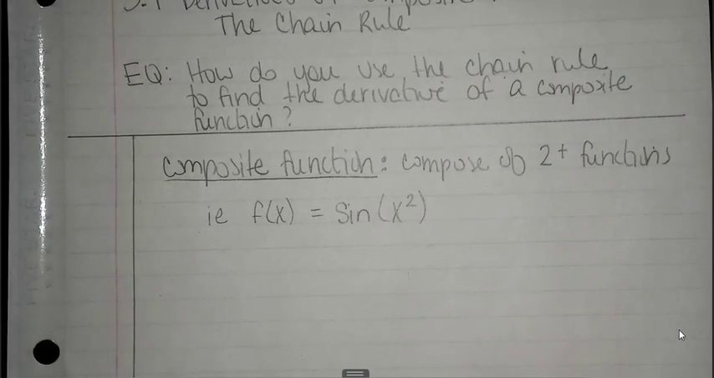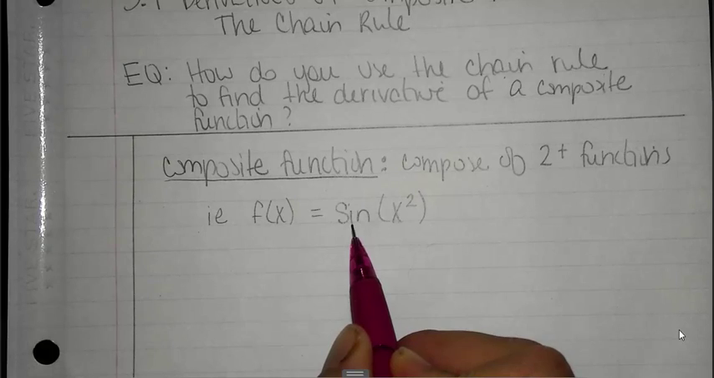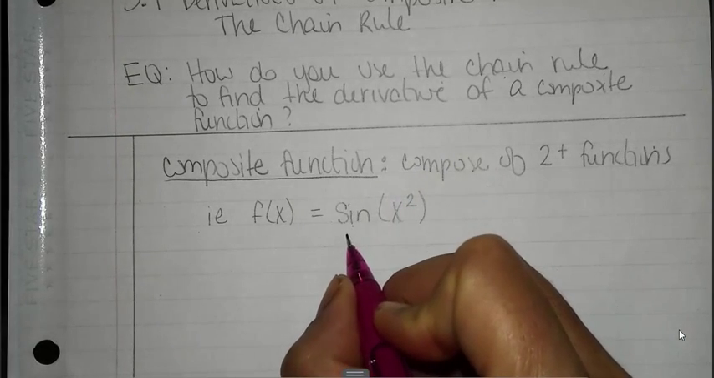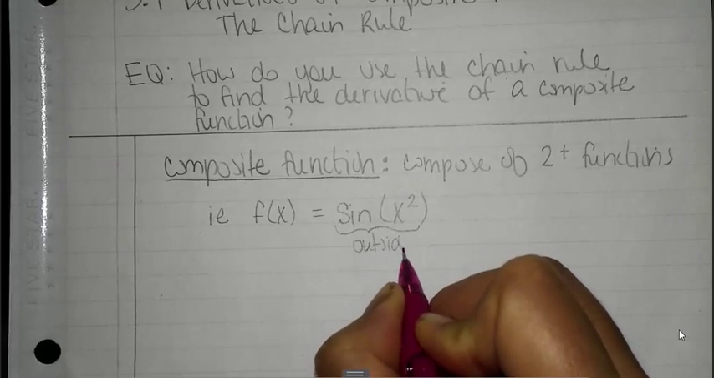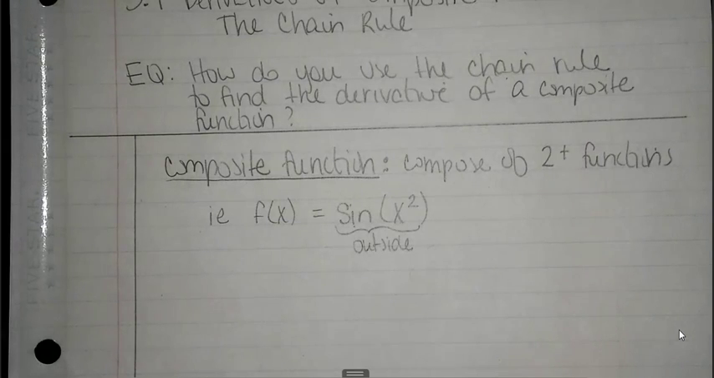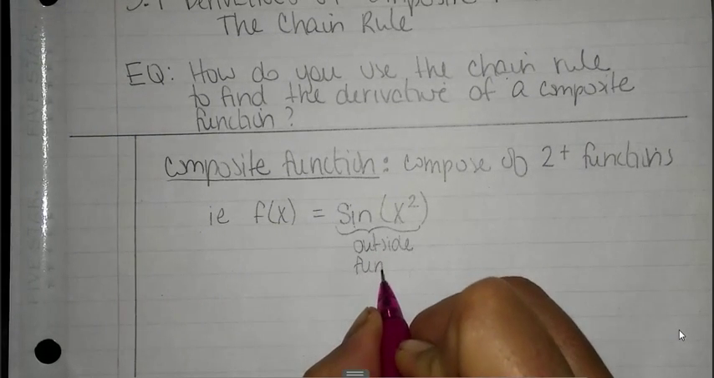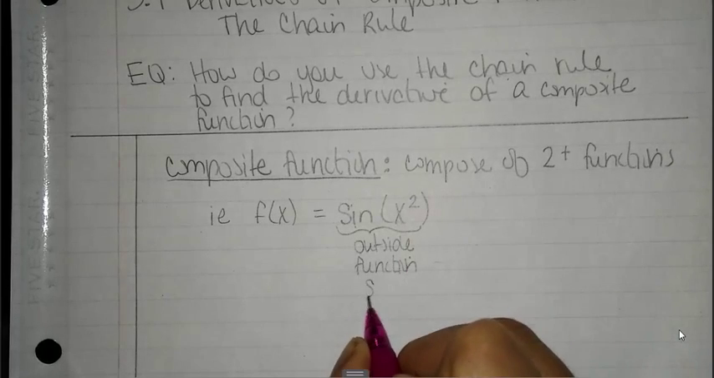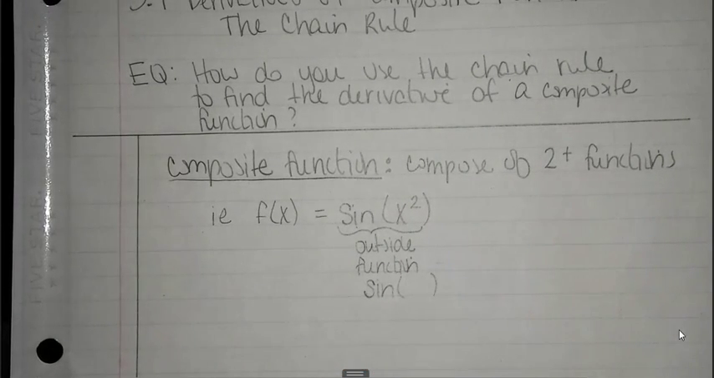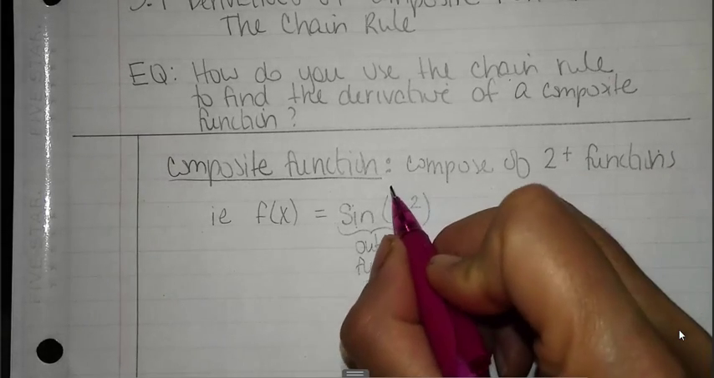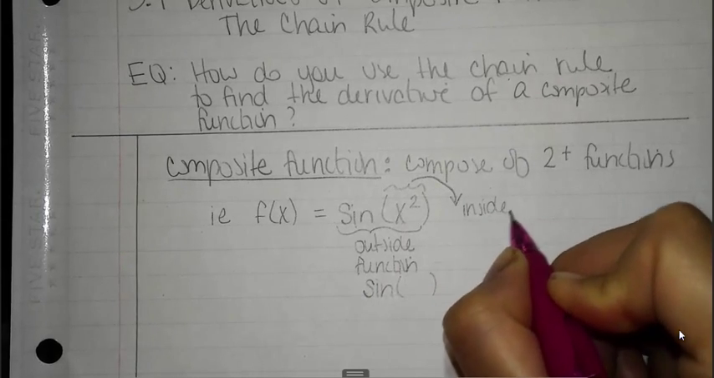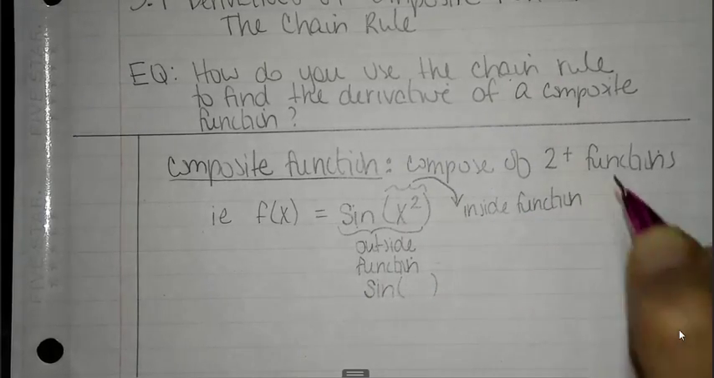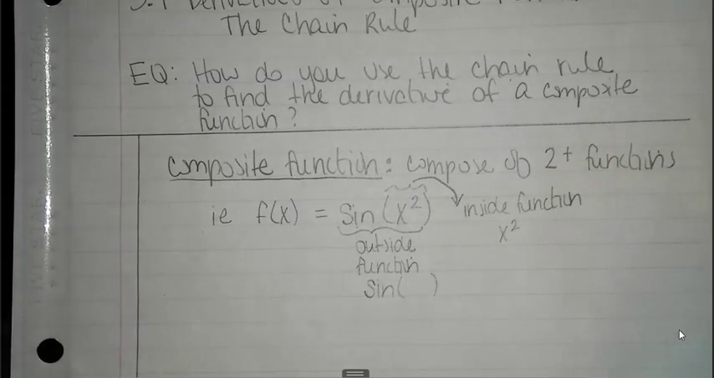This is actually composed of two functions. There's a function within the sine function. So we really have this outside function, which is the whole thing here. This is our outside. And then we also have this inside function. So the outside function we'll call sine of something. There's some input there. And then we also have this inside function, which happens to be x squared. So this is an example of having a composite function.